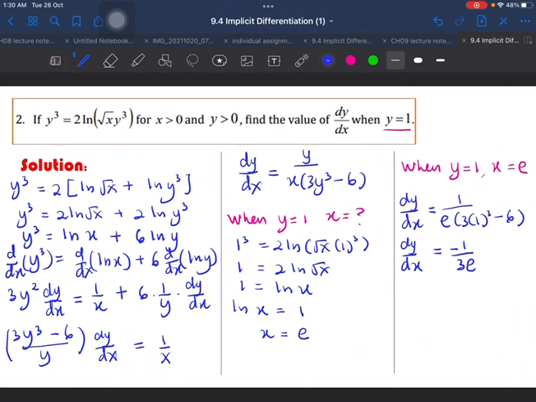Okey, jadi untuk soalan ini kena lebih berhati-hati. Jika kita diberi nilai y sahaja, kita kena cari nilai x tersebut. Jika diberi nilai x sahaja, kita kena cari nilai y dahulu sebelum kita menggantikan dalam dy over dx.